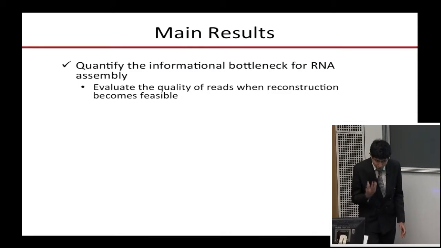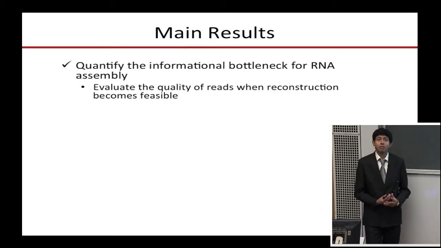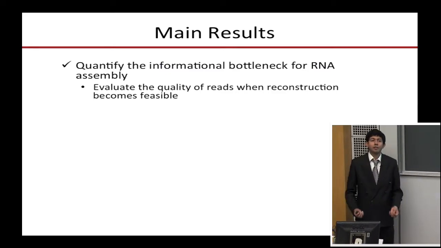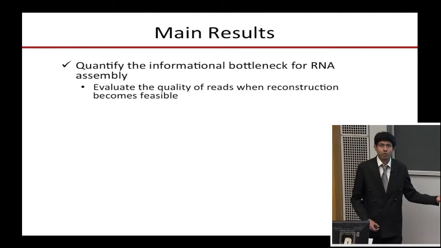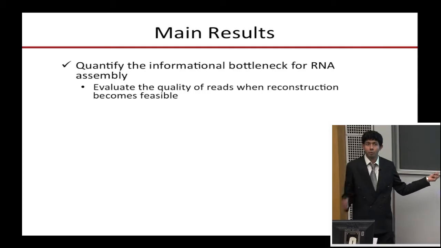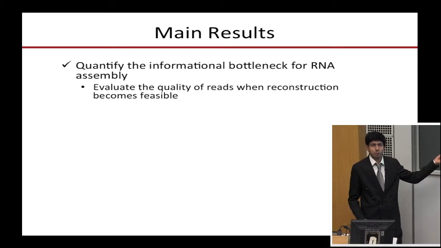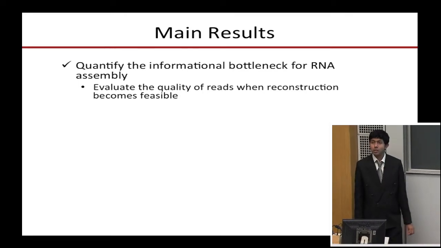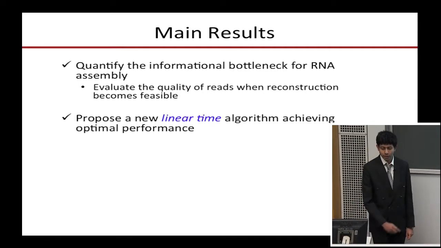So this is a kind of traditional information theory question. It arises all the time in communication. You ask, when does a decoder have enough information to reconstruct the transmitted sequences? So we here ask a very similar question: when is there enough information to reconstruct the transcripts? So we quantify this informational bottleneck for RNA assembly.